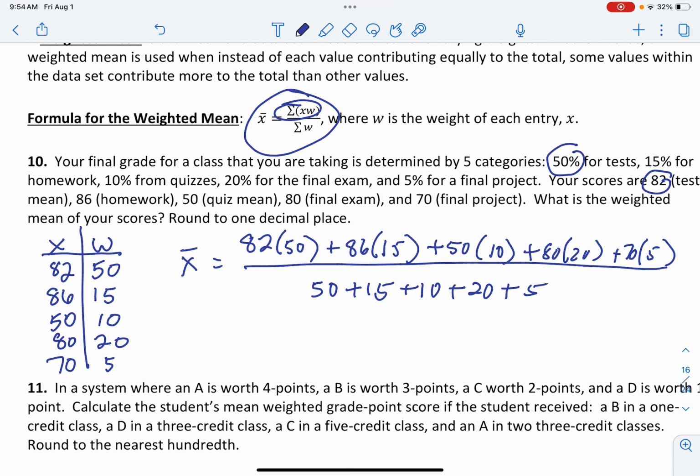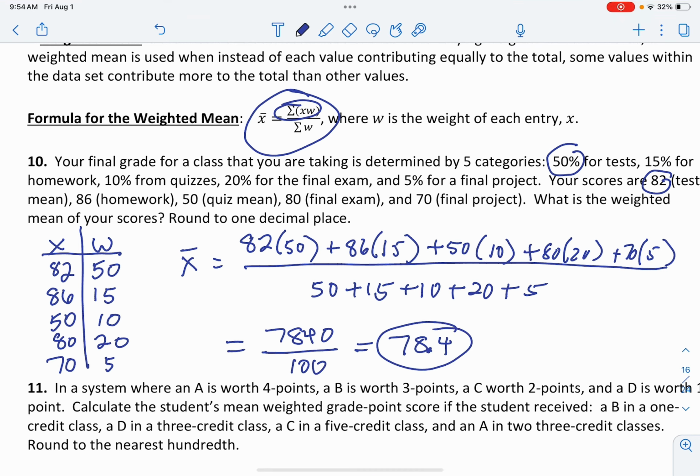So make yourself a little table, multiply pairs, sum of the weights on the bottom, and then now it's just a calculation. This top number works out to be 7,840. The bottom number is 100. So our final answer is 78.4 overall average at the end. Okay. So there's a good example of a weighted mean.